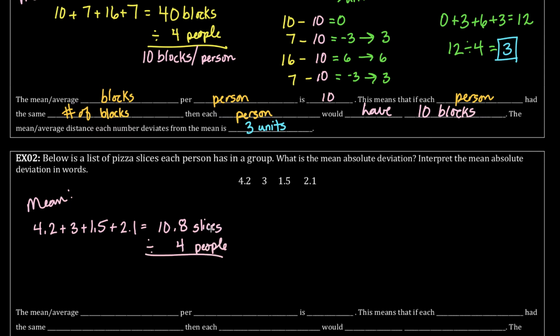So we get 10.8 divided by 4 is 2.7. So 2.7 slices per person. So now let's find out what the absolute deviations are. Remember, deviations are differences. So we need to find the differences.